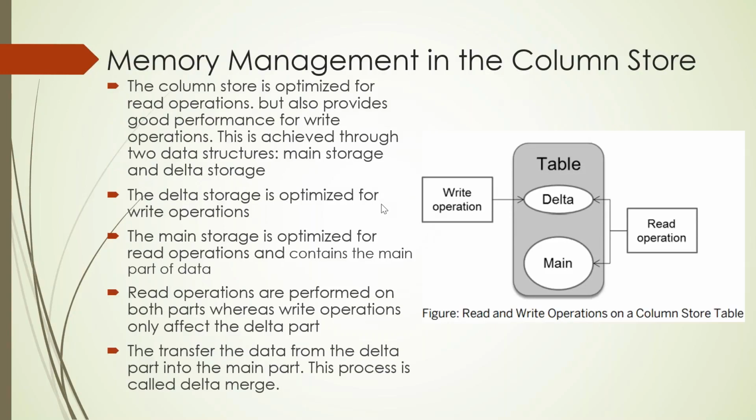Okay, now we'll see the delta merge. Memory management in the columns. Here we will see the delta merge process. So what is delta merge? This delta merge process is only for the column store tables. We'll see why. For row store tables we don't have the delta merge. Delta merge is applicable for your column stores.